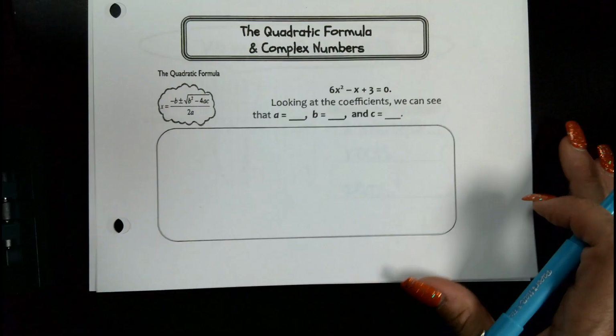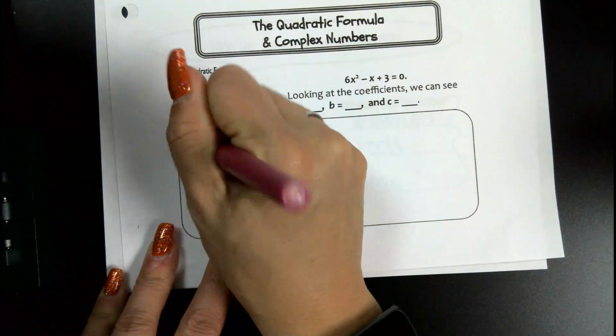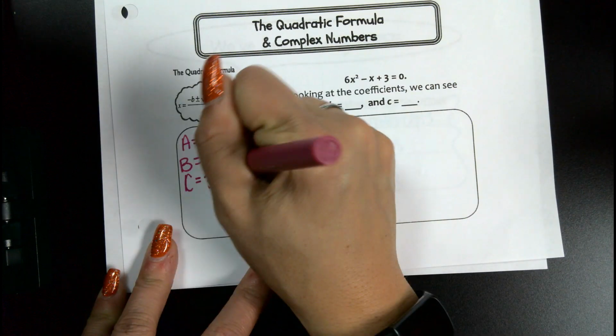Is that one set equal to 0? Yes. So that one is identify a, b, and c. What's a, b, c? 6, -1, and 3.